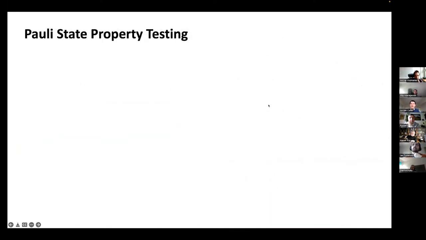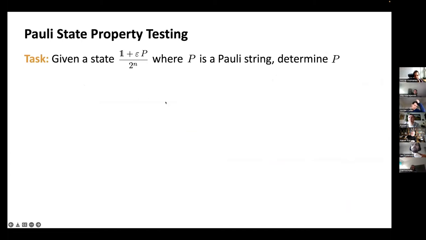So let me give you another example. Suppose we're given a density matrix of the form (identity plus epsilon times a Pauli string P) over 2^n, where P is some Pauli string. So this is some family of quantum states. And what's nice about these quantum states is that they can be readily prepared by low-depth quantum circuits. If I give you such a state and I don't tell you what P is, the question is, can you determine P? Now we have a whole family of states. We're not just trying to distinguish between two possibilities. We're trying to distinguish between exponentially many possibilities.